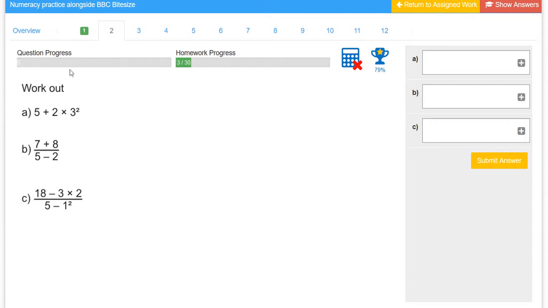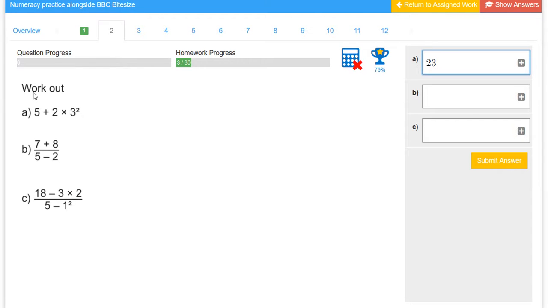So, question 2, some BIDMAS. 5 plus 2 times 3 squared. Well, I know that with BIDMAS, I have to do my indices first. So 3 squared will be 9. 9 times 2 is 18. 18 plus 5 is 23. Now, obviously, do it on a bit of paper. I just don't have one here.